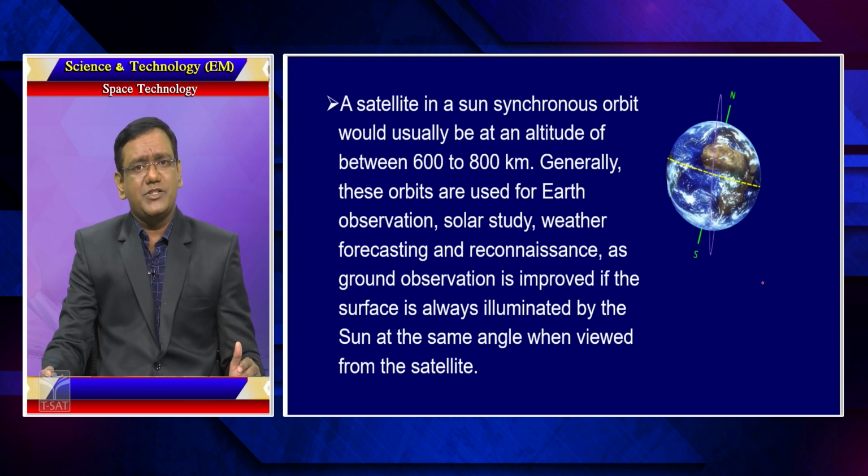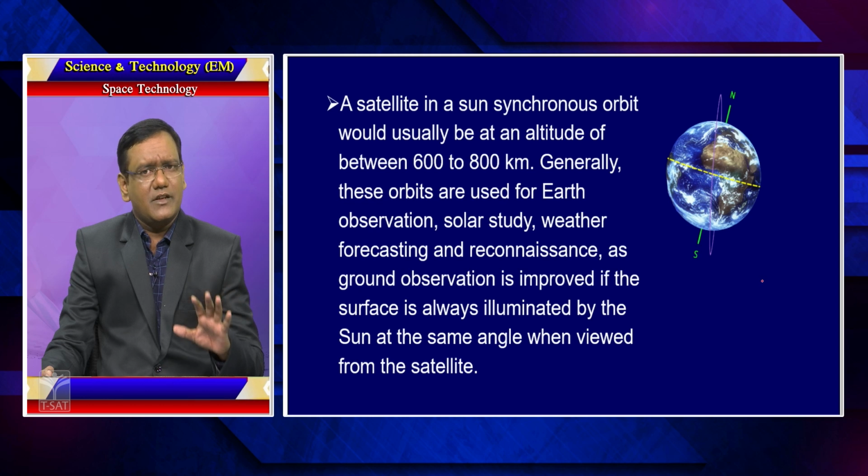Ground observation is improved if the surface is always illuminated by the Sun at the same angle when viewed from the satellite. So if we want to observe a place on the Earth, we need to have sunlight. Since it is coming at the regular time, we ensure that the place we are going to observe is sufficiently lit by the Sun. That is the reason why we use Sun-synchronous polar orbits if we want to observe the Earth.